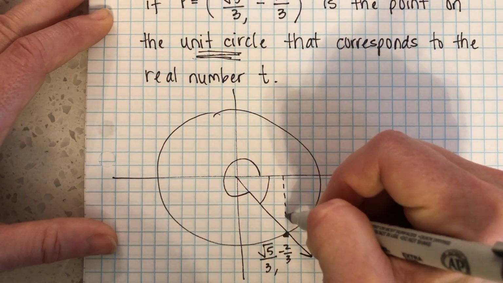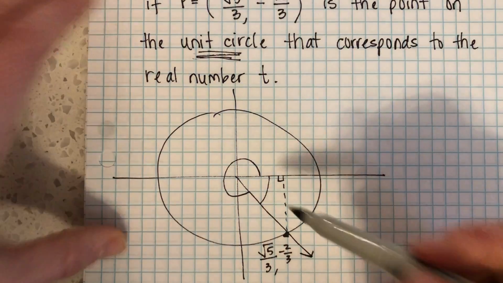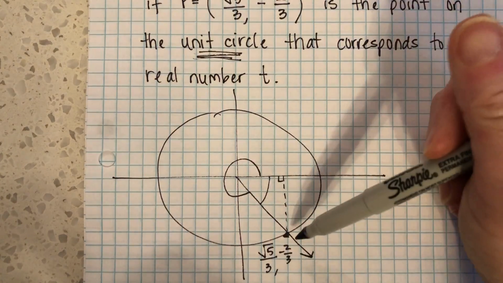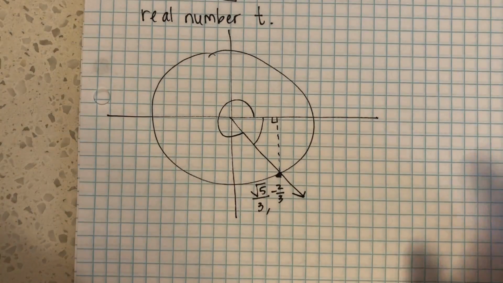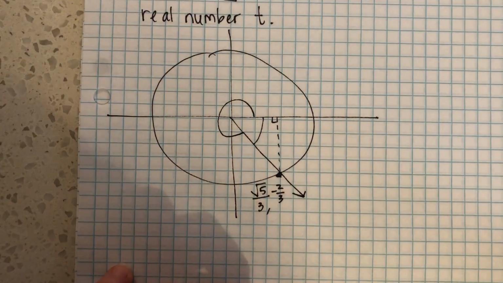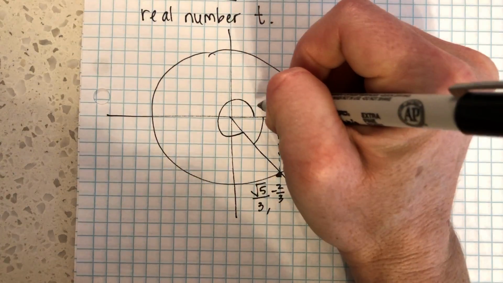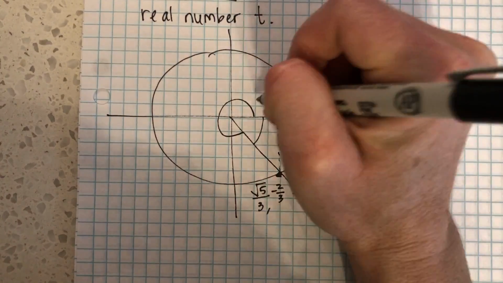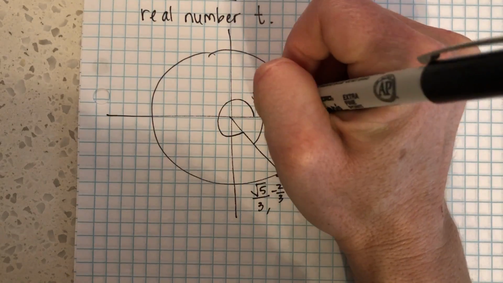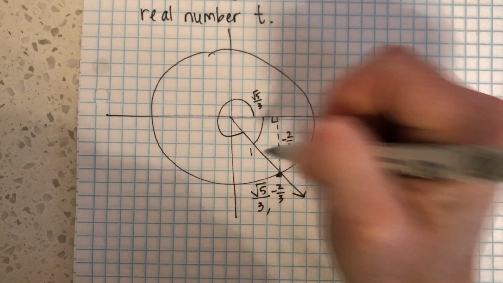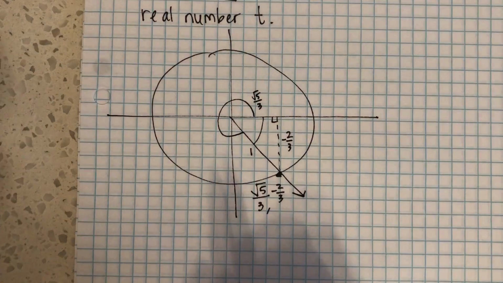So it's his reference angle that we use to fit inside of that right triangle. And again, since the real angle and the reference angle share this side, they both pass through that point, which means they have the same cosine and sine ratios. If you wanted to label this, this would be root 5 over 3, this would be negative 2/3, and then the radius is 1 on the unit circle. But you shouldn't need to do that.